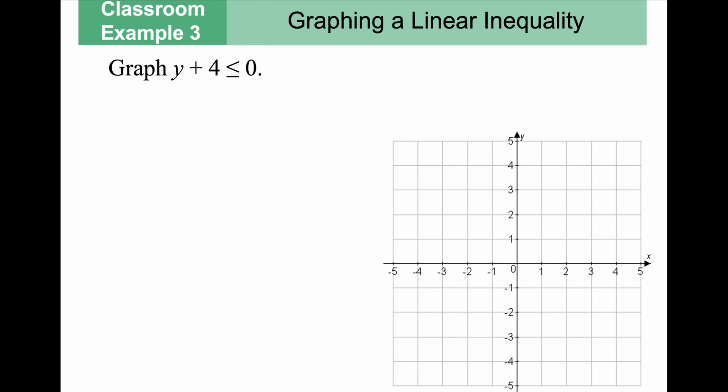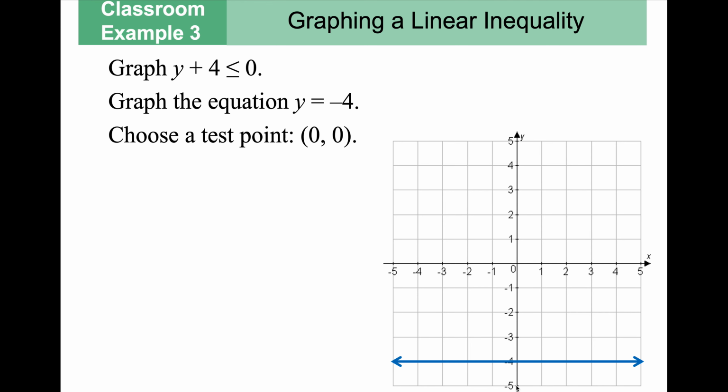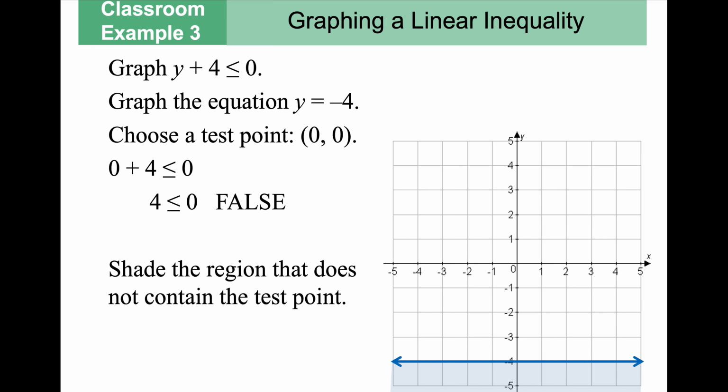So here, I want to graph y plus 4 is less than or equal to 0. Right away we see we only have one part of the equation. If I solve this for y, I get y equals -4, which we know is a horizontal line. Now do I want to shade above or below that? I would pick the test point (0, 0). So I get 0 plus 4 is less than 0, which is not true. And then I would try -5. -5 plus 4 is less than 0. So I'm going to shade the region below that line.